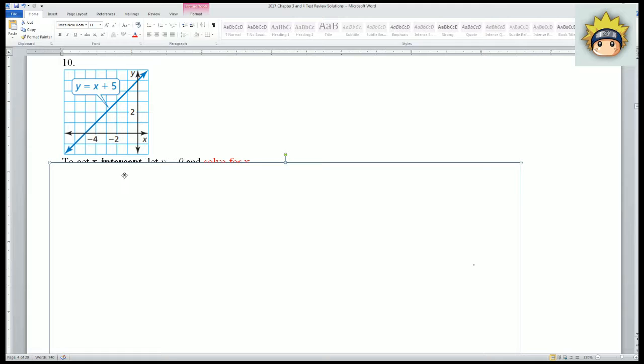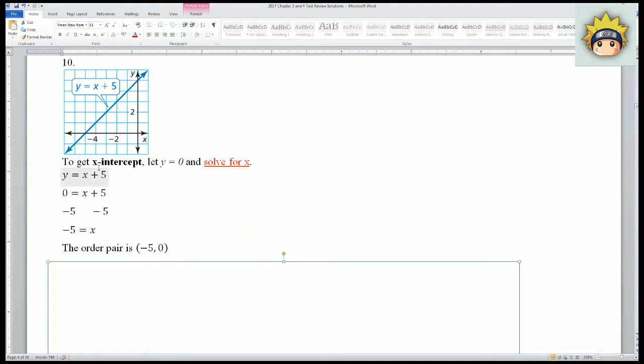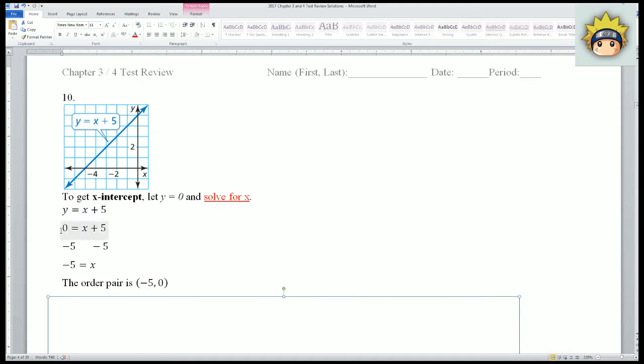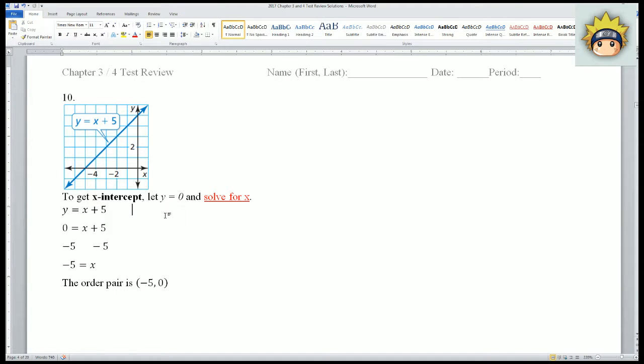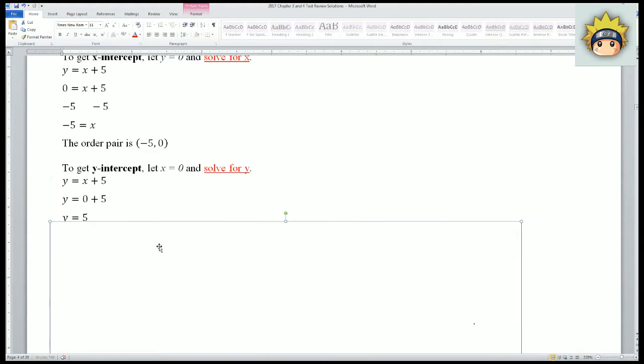Let's see if that is correct. All right. To get the x-intercept, let y equal 0 and solve for x. Here's the equation. I write my original equation. Always that's the first point. Make that substitution. Y equals 0. Solve for x. So I have to do the inverse property. Subtract 5 from both sides. I have x equals negative 5. X is alone here. This is why I know that I've solved for x. X is equal to negative 5 when y became 0. That's why I write the ordered pair as negative 5, 0. So my x-intercept guess was correct.